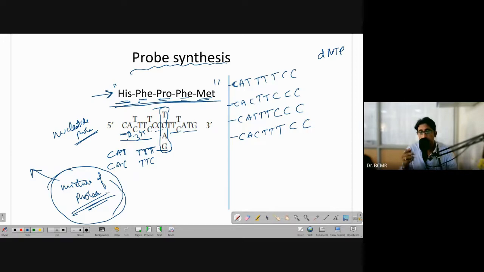This is during the constraints where you know the amino acid sequence, but you don't know the nucleotide sequence. In that case, how do we approach is the question here. And this is the way of doing it by probe synthesis. You generate a mixture of probes and then use them for blotting techniques. Okay.